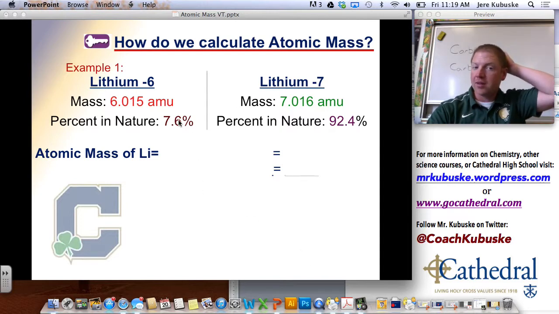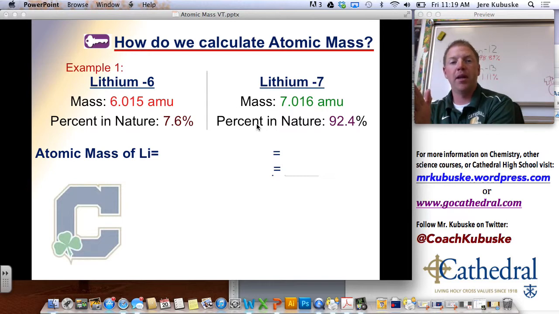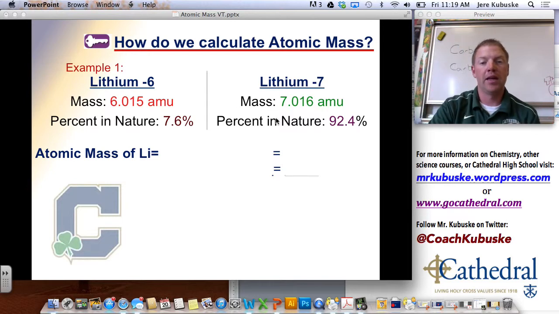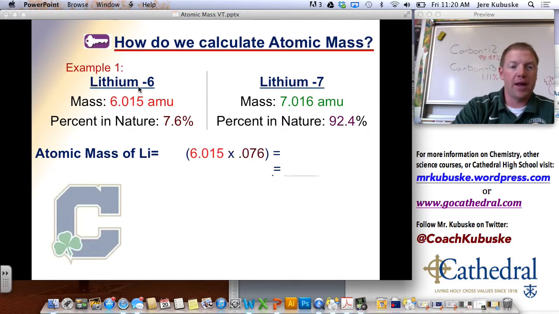So for lithium-6, of all the atoms of lithium on the planet, only 7.6% of them are lithium-6. The other 92.4% are lithium-7. So when I use that number, it should push my information either towards the 6 or towards the 7. Now, since I have more 7s, I would expect that my answer when I calculate my atomic mass will be closer to 7, because 92.4% of those are lithium-7. So that would mean that the average is going to be pushed in that direction. Okay. So here's how I do that. I take my mass number for that one isotope, and I'm going to multiply that by its percentage.